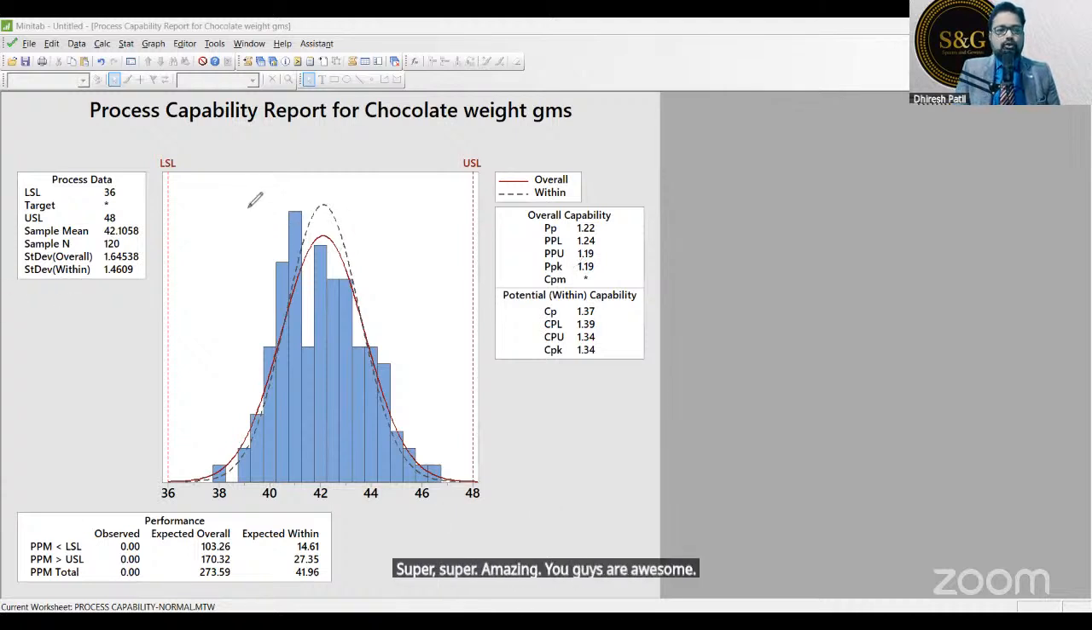Okay. So here, what is the mean? Mean is 42 point... Here you can see, 42.1058 is the mean.